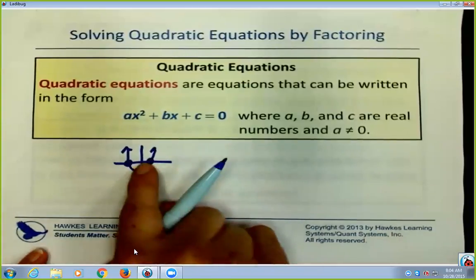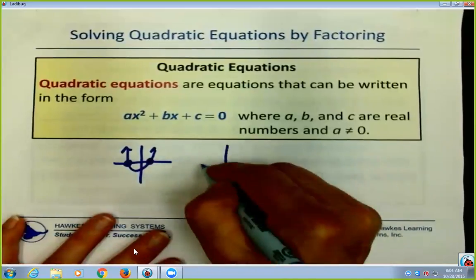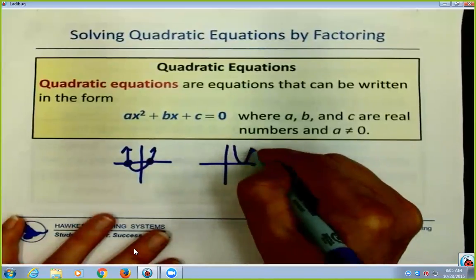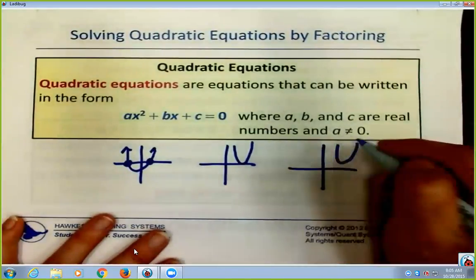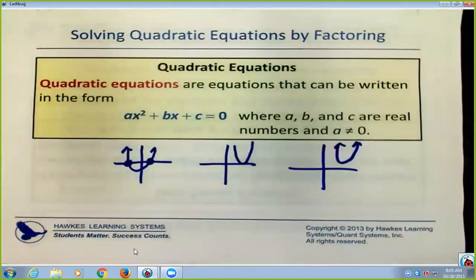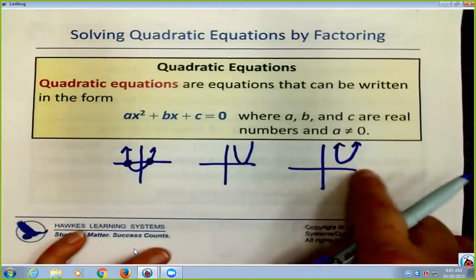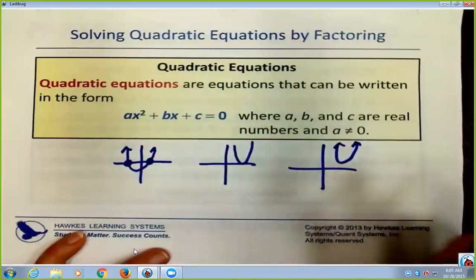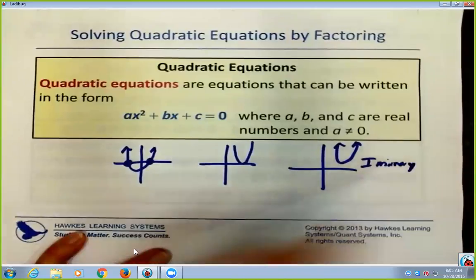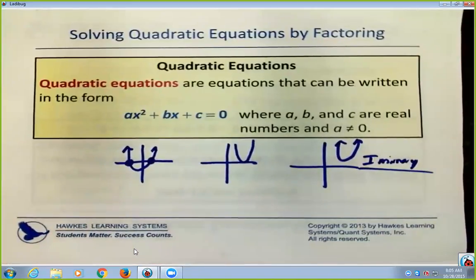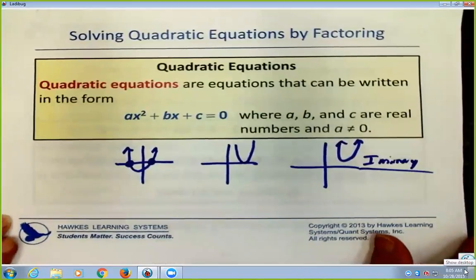Now, parabolas can cross in two spots. They can come down and only touch in one spot, or it can be a parabola that never touches x. And when it never touches x, of course, we have no real solution for x, or we end up with imaginary values. And imaginary, remember, those are the things underneath the radical that do not solve, and we do not come up with what they're going to end up equaling. And so that's what happens with this piece.